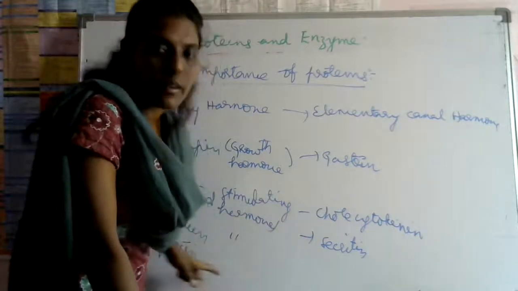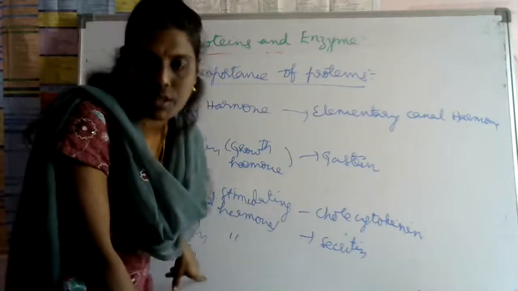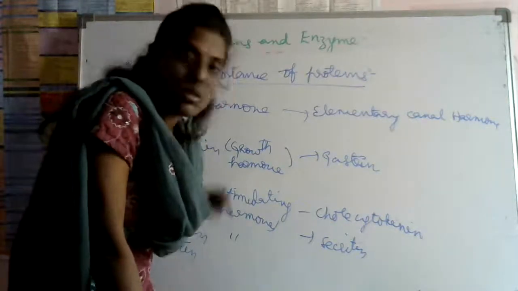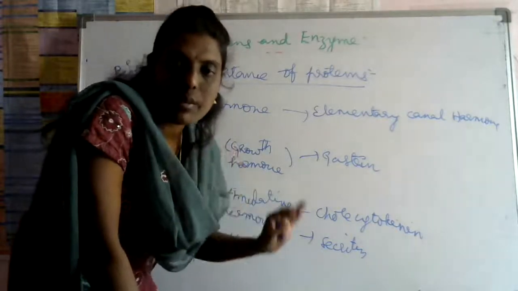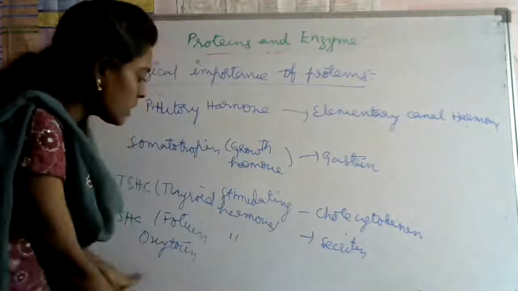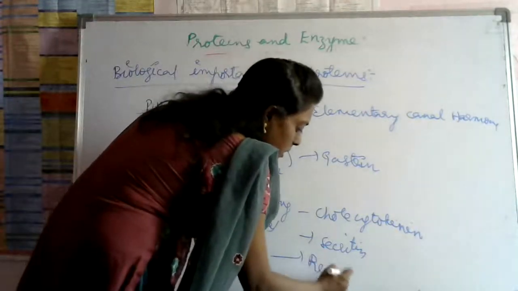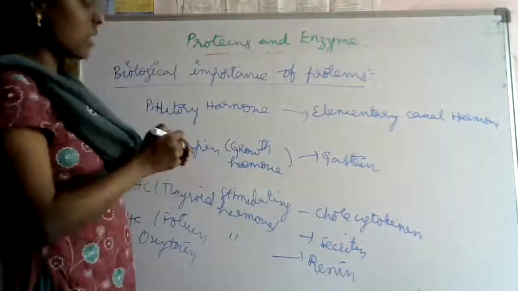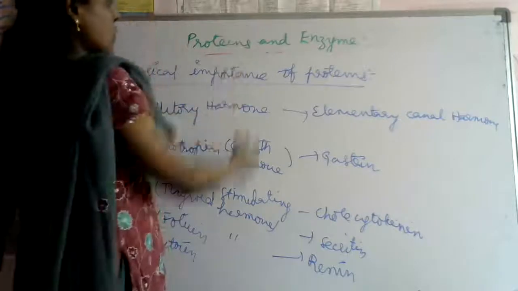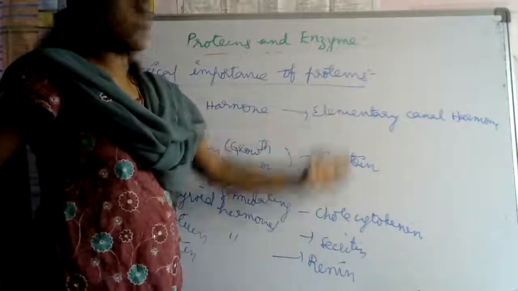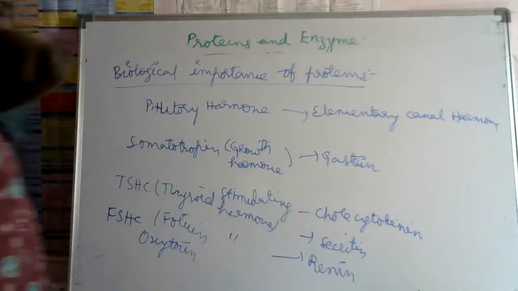When oxytocin is produced, it is responsible for the labor pains of women. During childbirth, labor pains come because of the production of oxytocin hormone. This contains the renin enzyme. These are the enzymes and these are the hormones. For the production of hormones, these are responsible. Okay, so this is about the hormones.